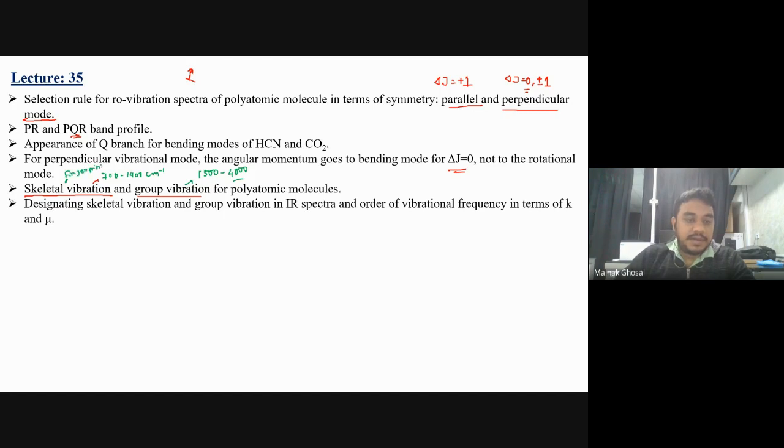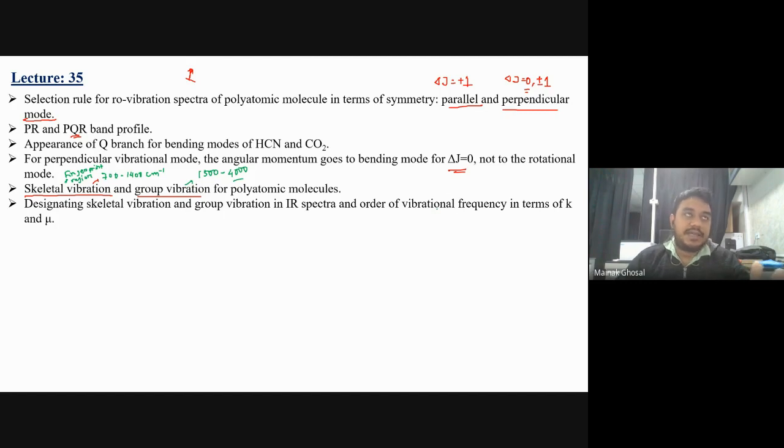Fingerprint region. Because the spectra you can see over here look like a fingerprint. Then the designation of the skeletal vibration and group vibration from IR spectra, and the order of vibrational frequency in terms of mu and K. What should be the vibrational frequency?